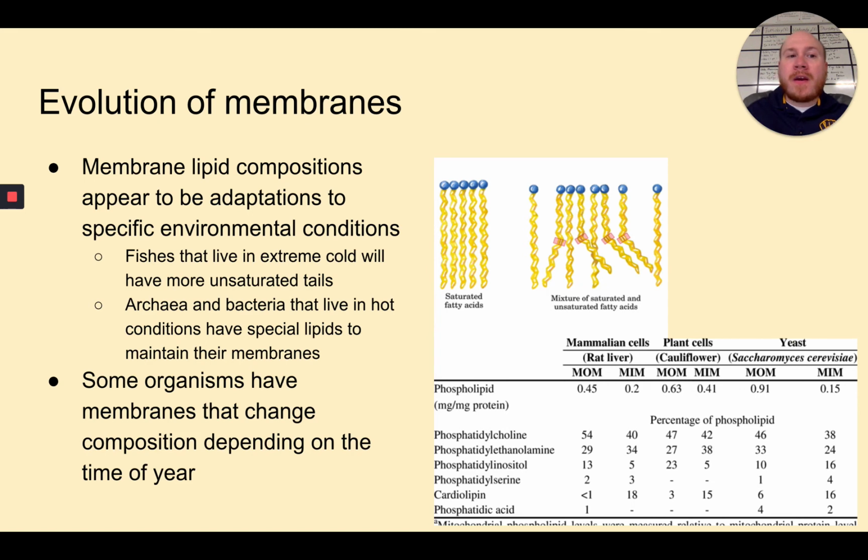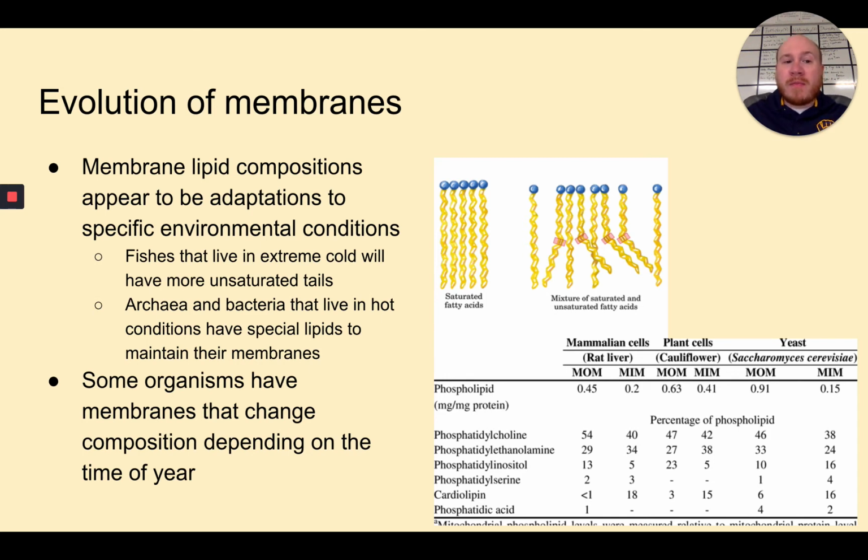The membrane lipid compositions appear to be adaptations to specific environmental conditions. An example would be that fishes that live in extreme cold will have more unsaturated tails. The unsaturated tails and their bendiness help keep them from locking up, which means that the cells won't freeze as easily. Whereas archaea and bacteria that live in really hot conditions will often have nothing but saturated fatty acids, and they might also have special lipids built right into their membrane to help prevent them from boiling alive, which is really interesting. Archaea are amazing. They can handle incredibly hot temperatures.